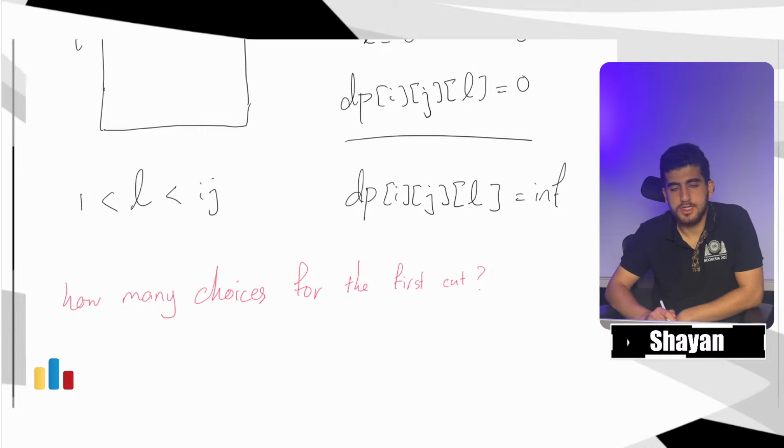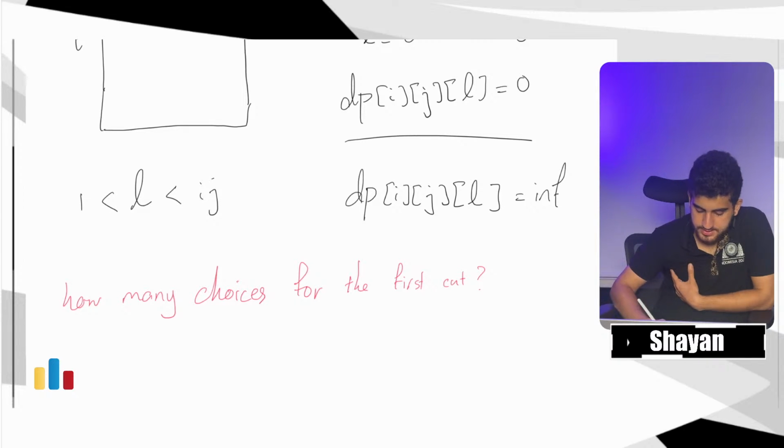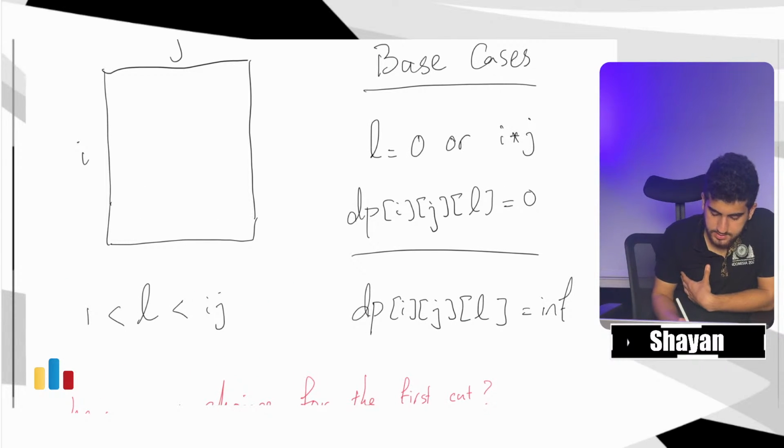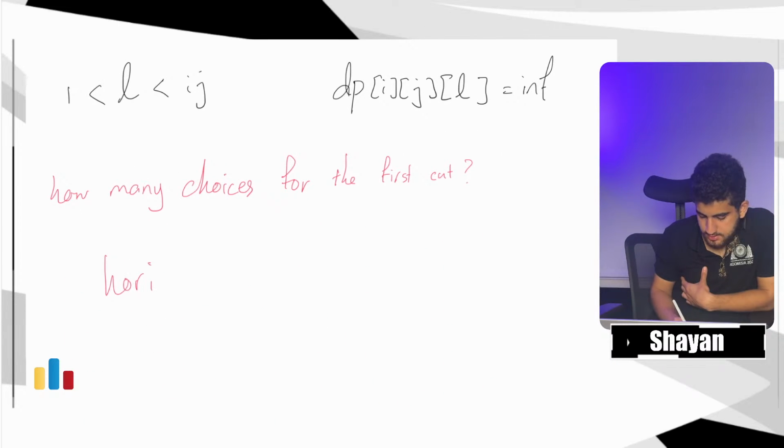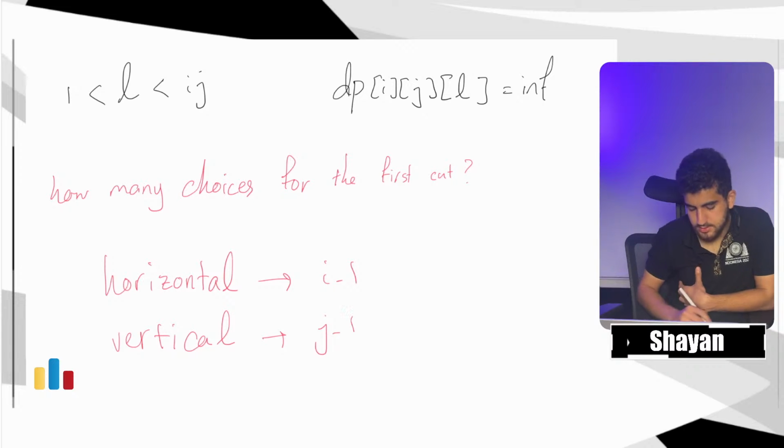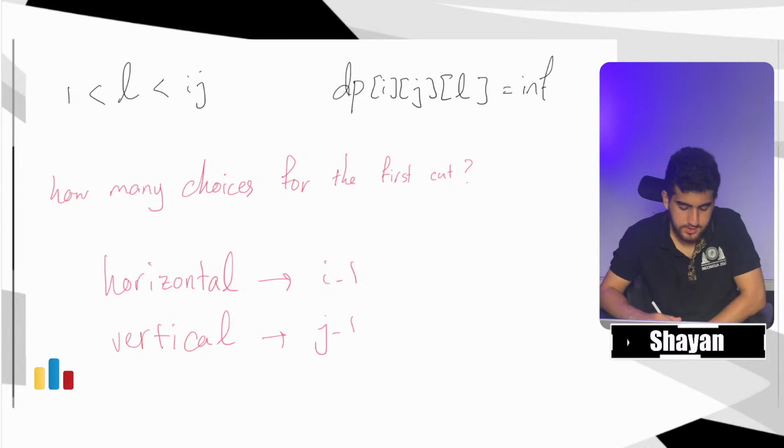Since I have I rows, as I said, for the first horizontal cut, if I'm going to make a horizontal cut, I'm going to have I minus 1 choices. For vertical, I'm going to have j minus 1 choices for my first cut.